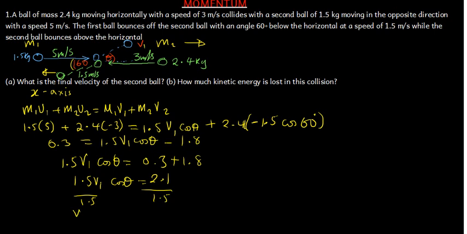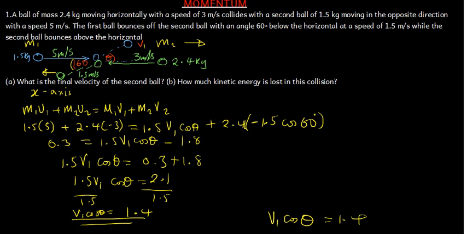And so v1 cos theta is going to give us that is giving us 1.4. So this is v1 cos theta. This is what we have gotten in the x component. So let me just write here v1 cos theta is equal to 1.4.